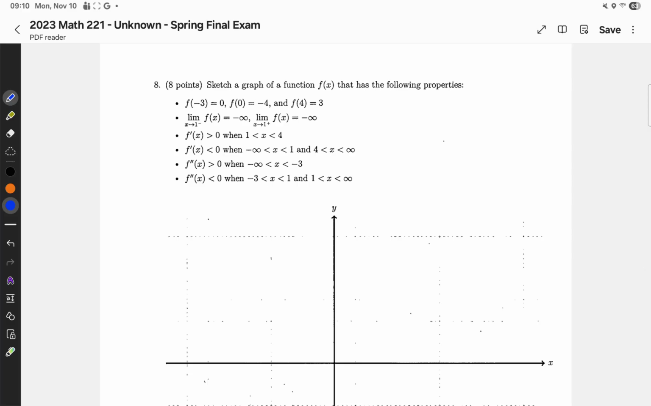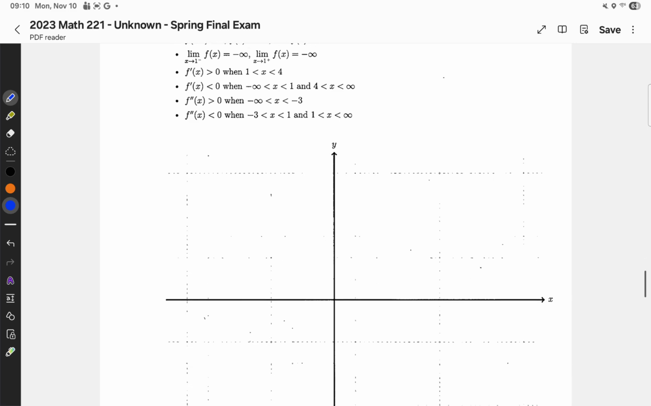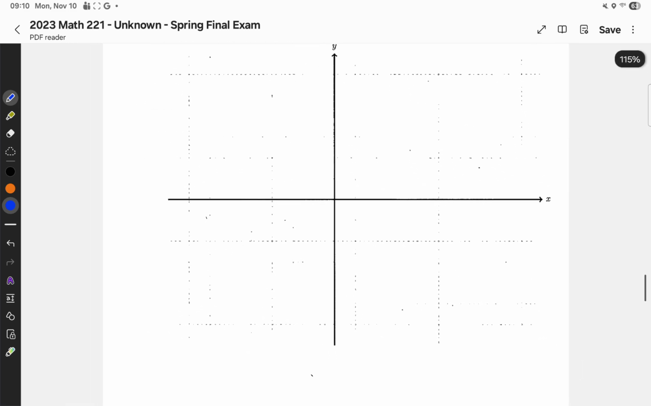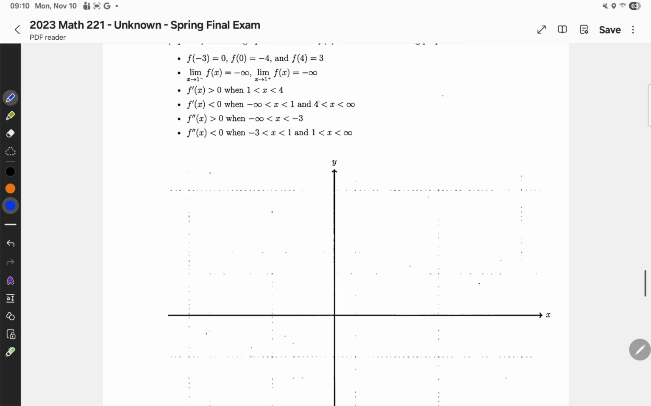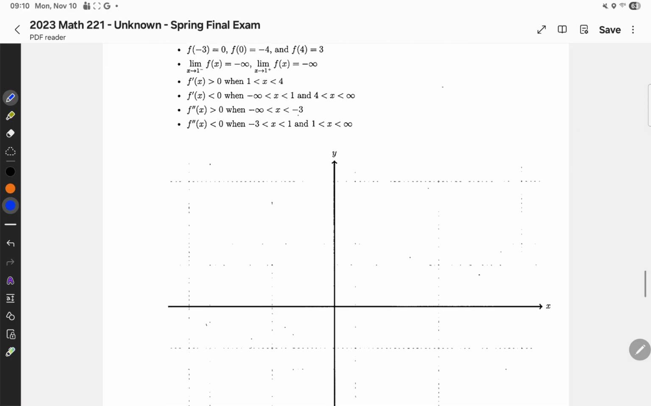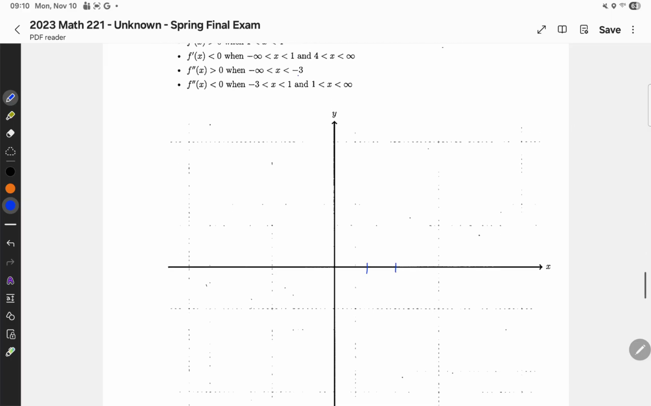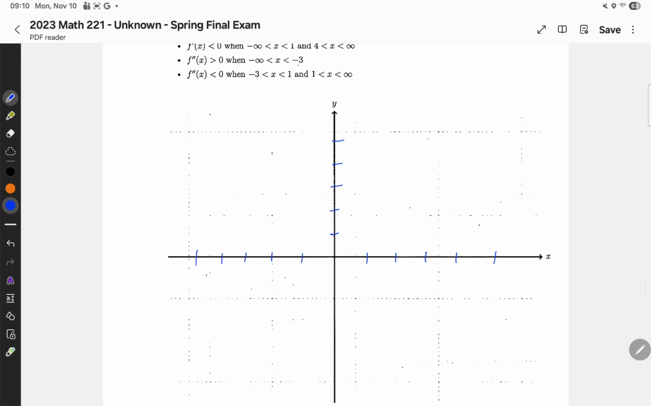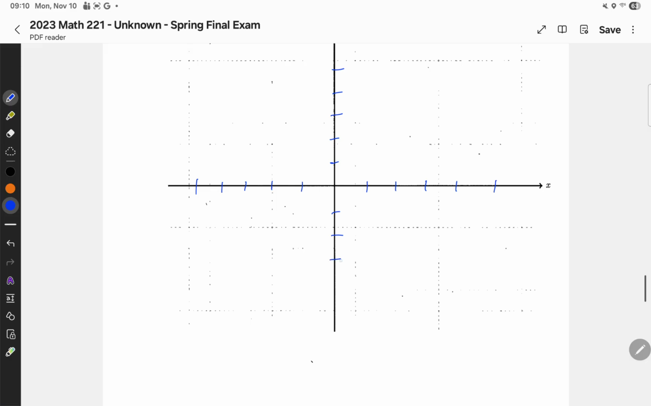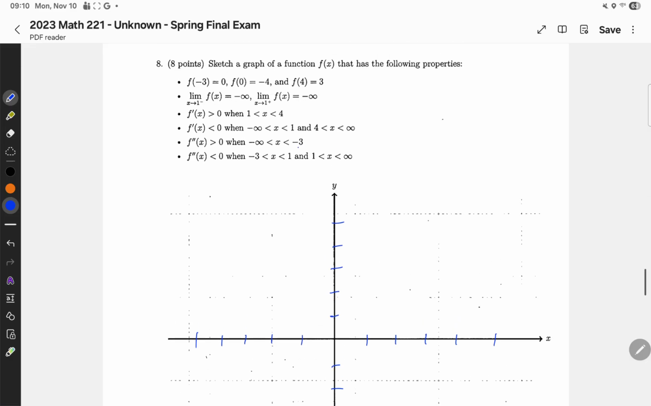We have: sketch a graph of a function f of x that has the following properties. So f of minus 3 is 0. Actually, before I read through these, let's go ahead and put some tick marks on our graph. So looks like interesting stuff happens around 4 and minus 3. So I'll go ahead and put 5 tick marks. So we'll say we have 1, 2, 3, 4, 5. 1, 2, 3, 4, 5. 1, 2, 3, 4, 5. And last one, 1, 2. All right, perfect. So now let's just go one by one.